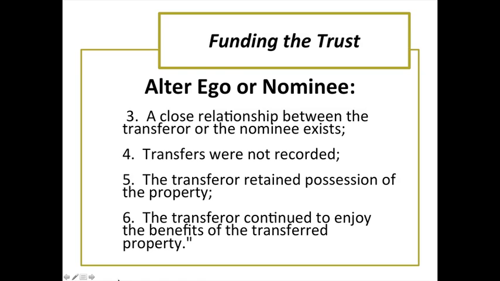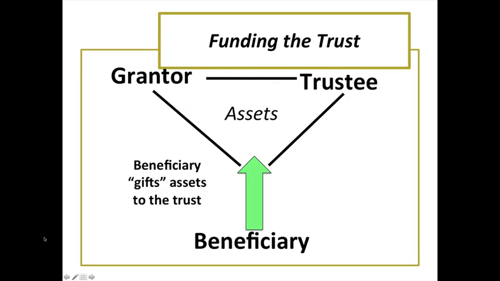And let's start walking through some examples of this stuff. So, number 1, we've got the grantor over here. We got the trustee. Now we have the beneficiary. The beneficiary gifts assets to the trust. What do you guys think? Is this arrangement going to provide for any asset protection?